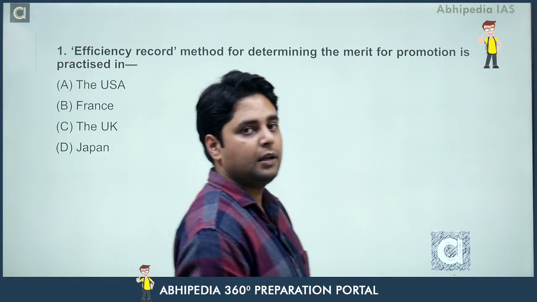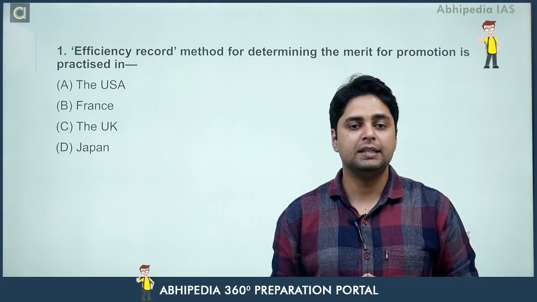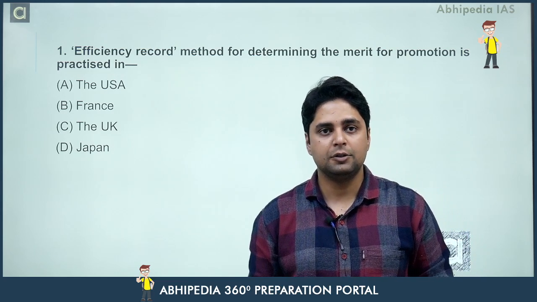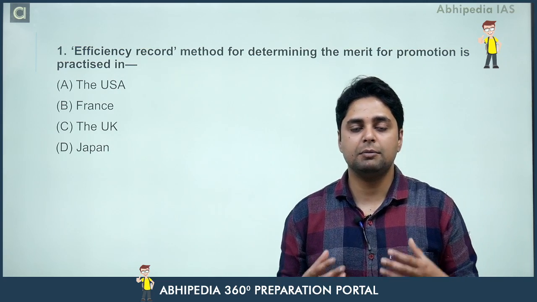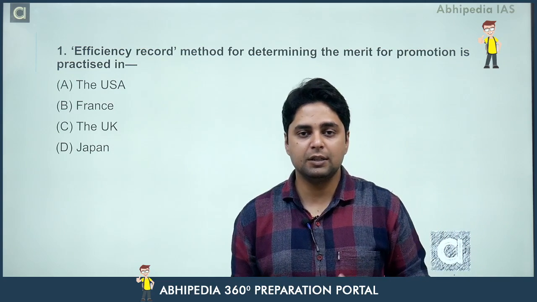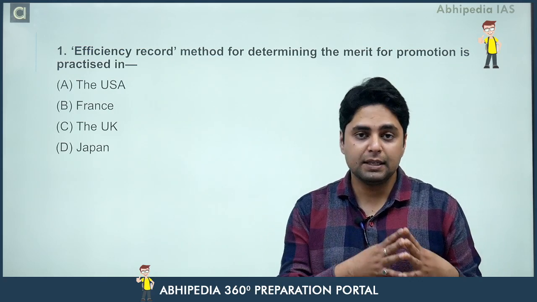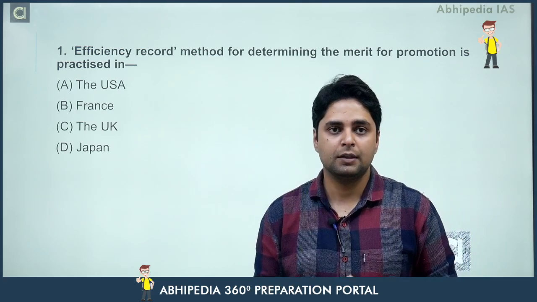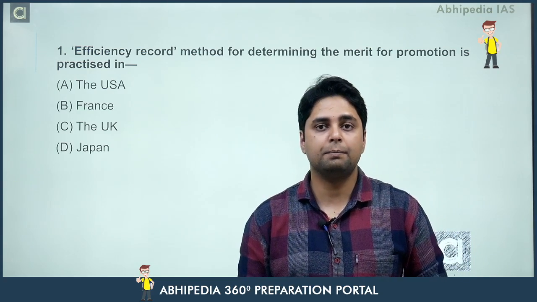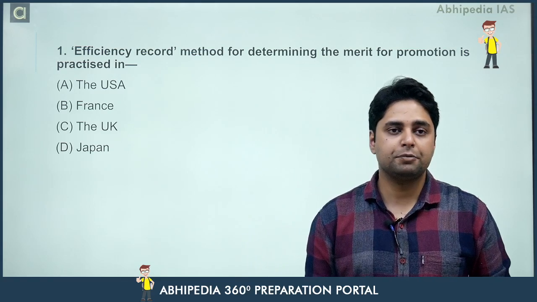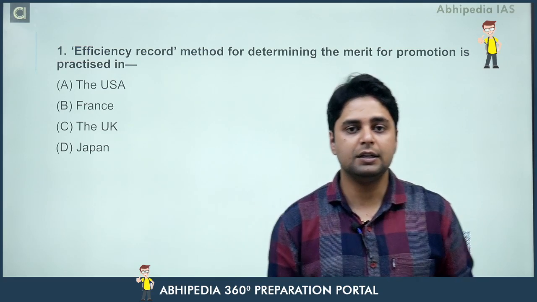Question number 1. Efficiency record method for determining the merit for promotion is practiced in which country? So efficiency record method simply means कि civil servants जो हैं या जितने भी public employees हैं उनकी efficiency को record किया जाता है and based on that a merit is prepared and based on that merit promotion is done. So in which country is the efficiency record method of promotion practiced? Options are A. USA, B. France, C. UK or D. Japan.